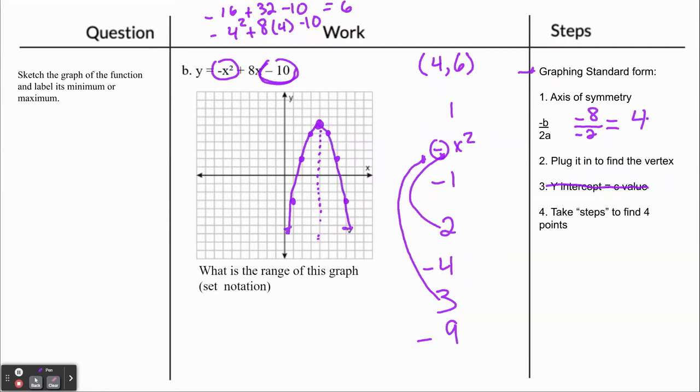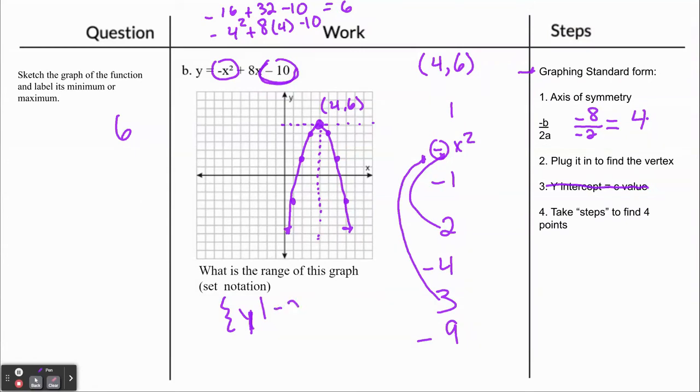Now in this case, since it's an upside down u, or since the a value is negative, we are going to have a maximum. And our maximum here is just what looks like 4, 6, or our vertex here. Or the maximum value is when y is equal to 6. Now the range in set notation, remember set notation uses this nice little squiggly line, and we're talking about the range, so I'm going to use y as our variable. And now we know that y is going to be equal to or less than 6.